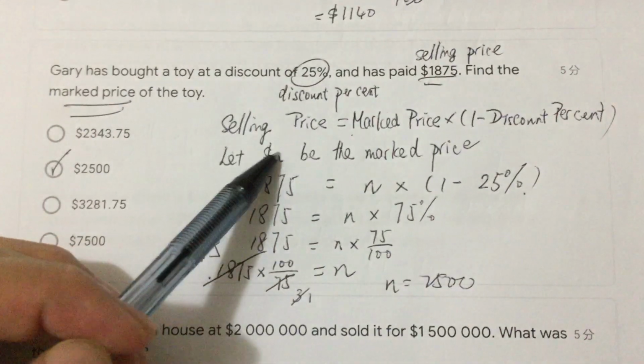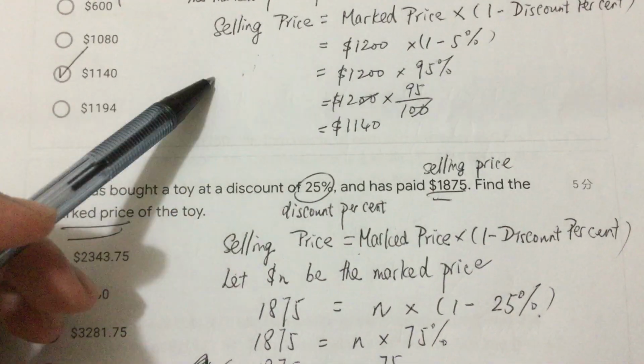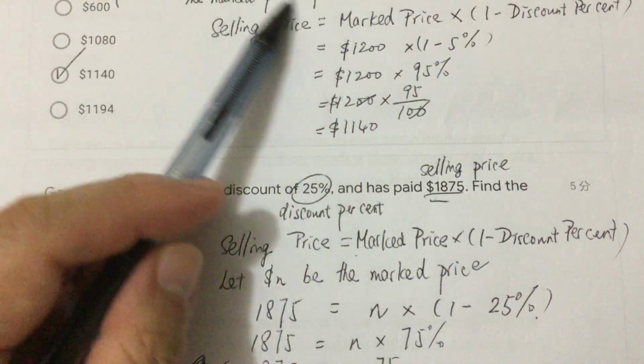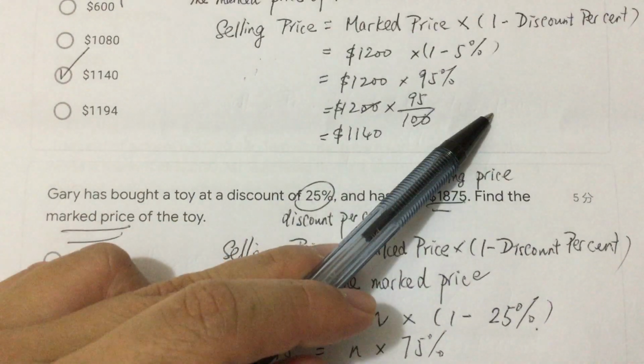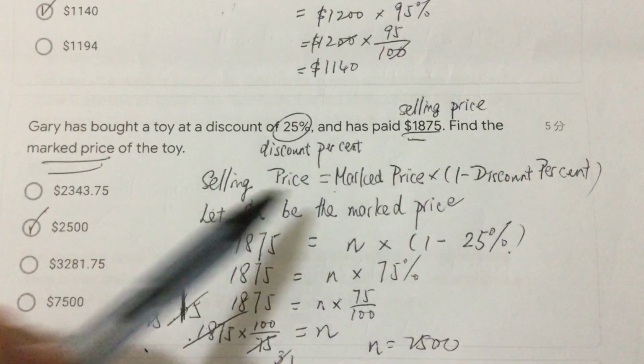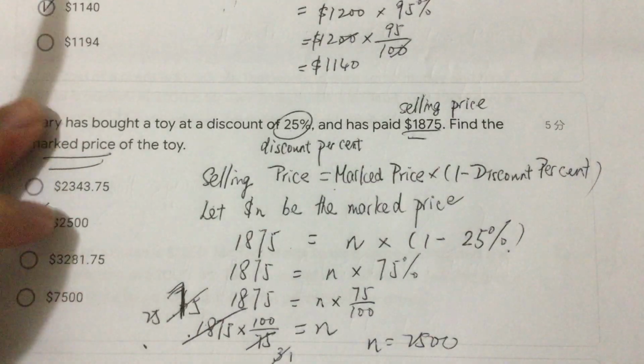So every time you will see for question 5 and question 6, you also use the same formula. But this time, for this one, I'm going to find a new one, the selling price. So we need to just do it directly. But if this time we are going to find the mark price, that means the older one, we must let the unknown n here. Okay?